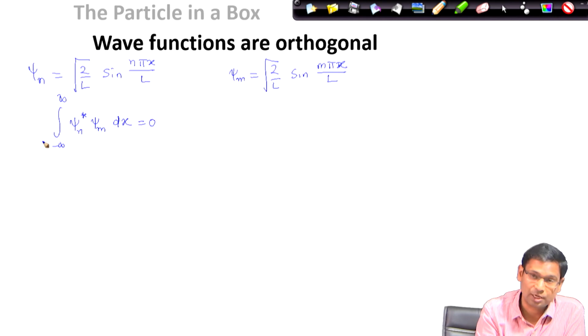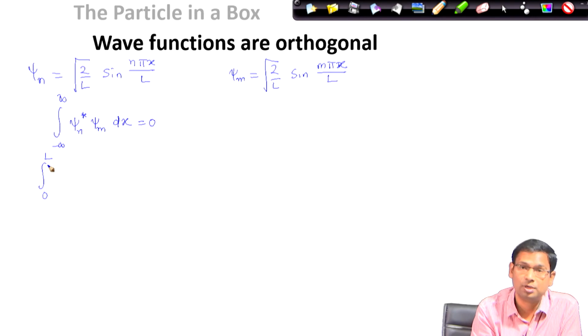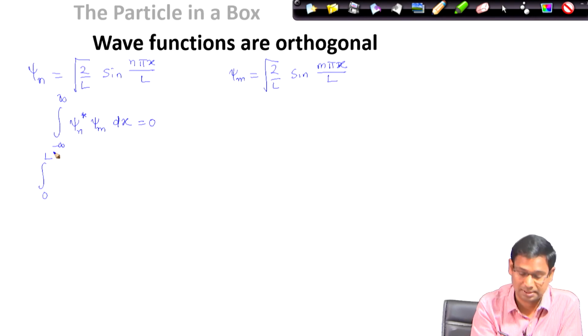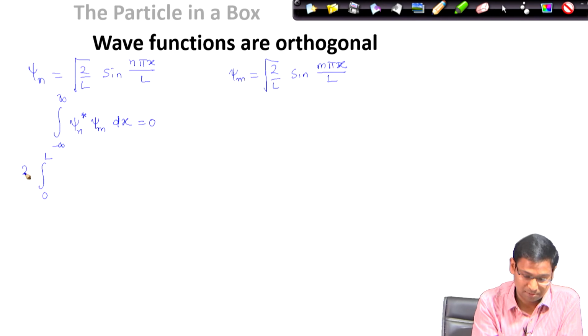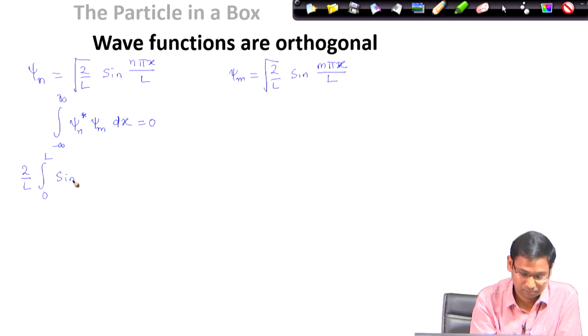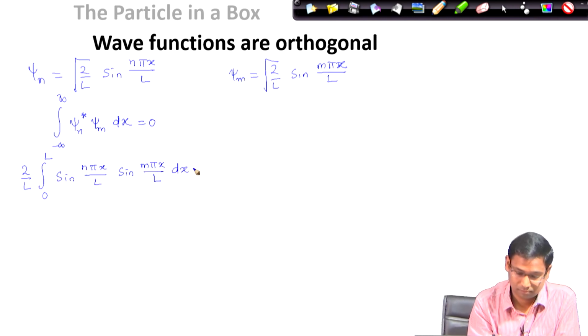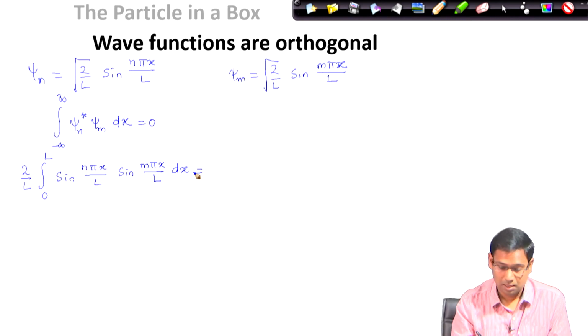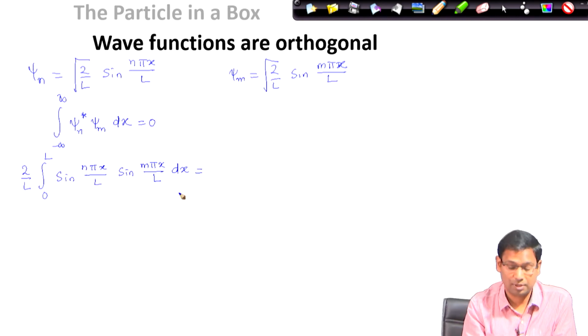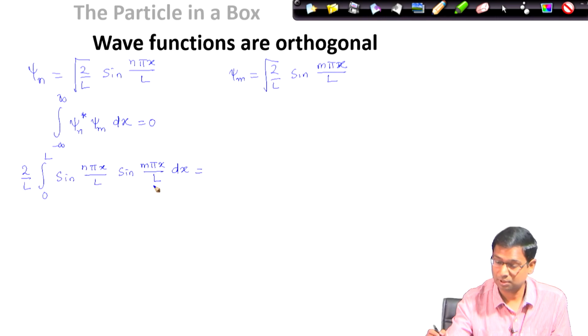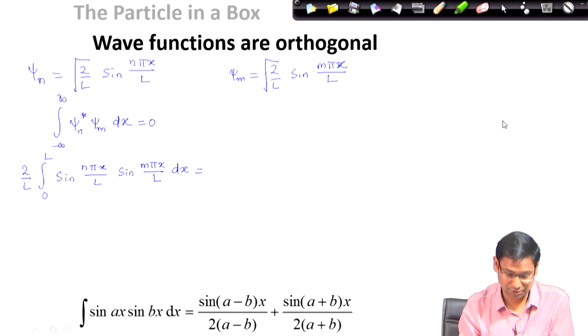So, therefore, this integration limit can be rewritten as 0 to L, because only within this region is the wave function non-zero, otherwise it is 0. So, then I have this term, and I have to evaluate this integral. To do this, I would give you a general formula which is given here.